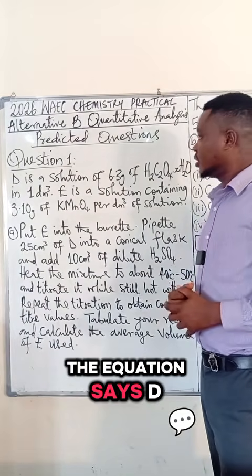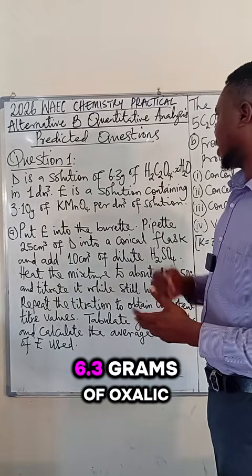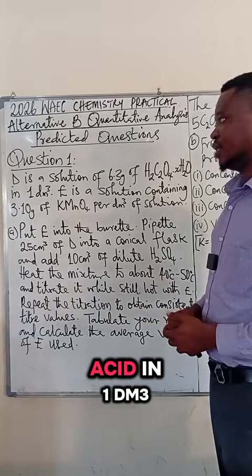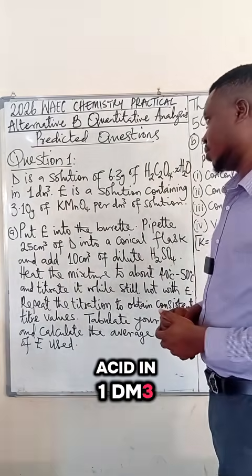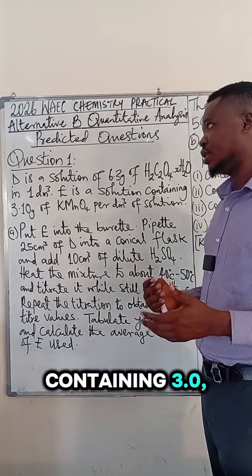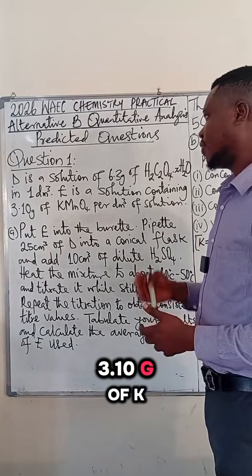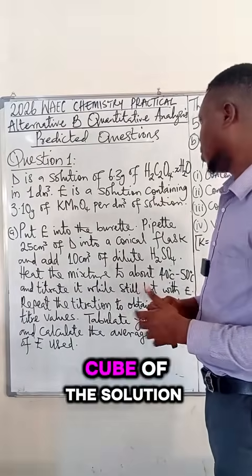The question says, D is a solution of 6.3 grams of oxalic acid in 1 dm cube, and E is a solution containing 3.10 gram of KMnO4 per dm cube of the solution.